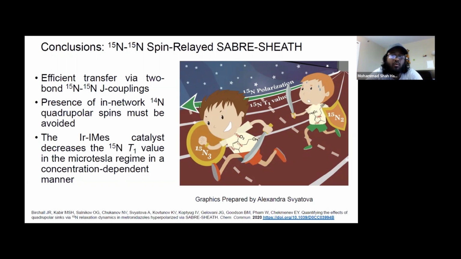And in comparison of both compounds, we figured out that the N3 metronidazole isotopologue is better than the N2 metronidazole isotopologue.